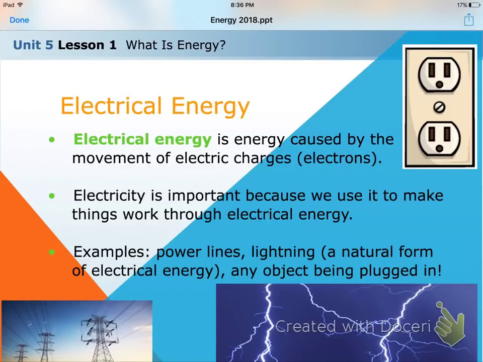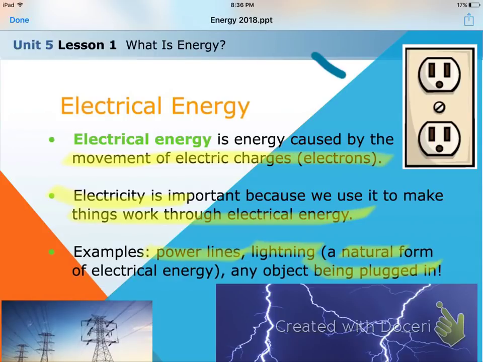Electrical energy is the energy caused by the movement of electrical charges or electrons. If you have electricity moving, that's electrical energy. It's important because electricity is the main thing we use to make our things work, and we do this through electrical energy, so electrical energy is very useful to us. Examples would be the power lines that supply power to your houses. Lightning is an actual natural form of electrical energy. And any object that you plug in via an outlet like this would have electrical energy.